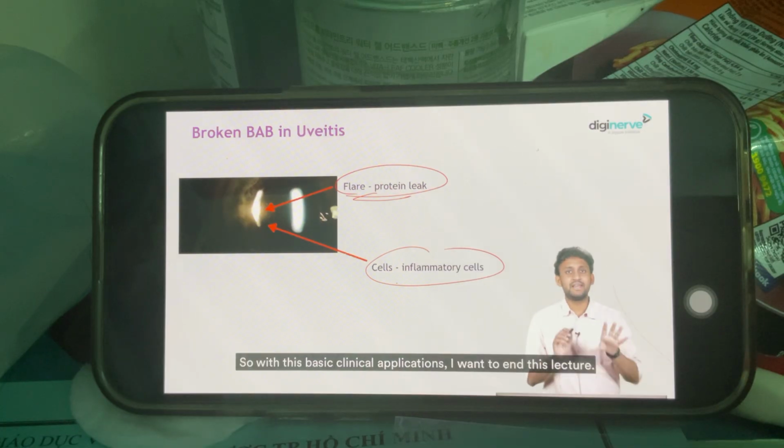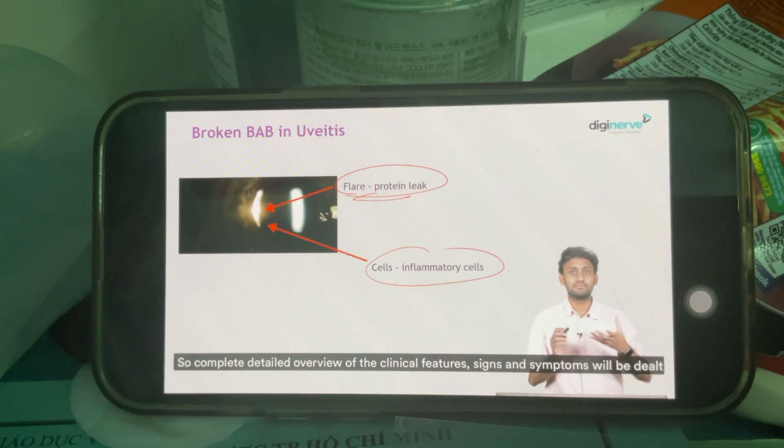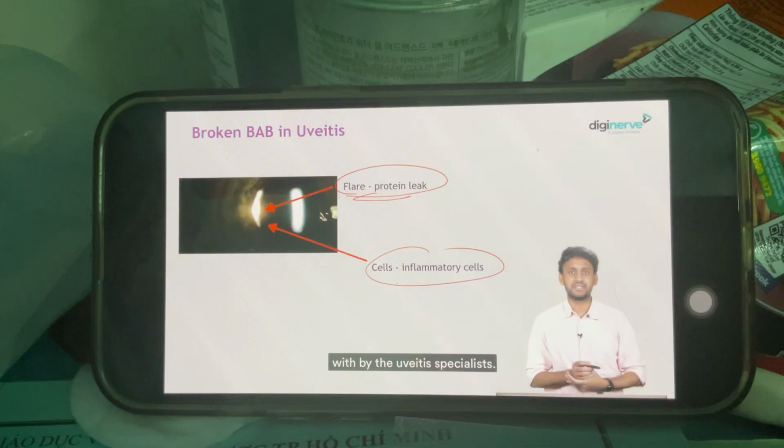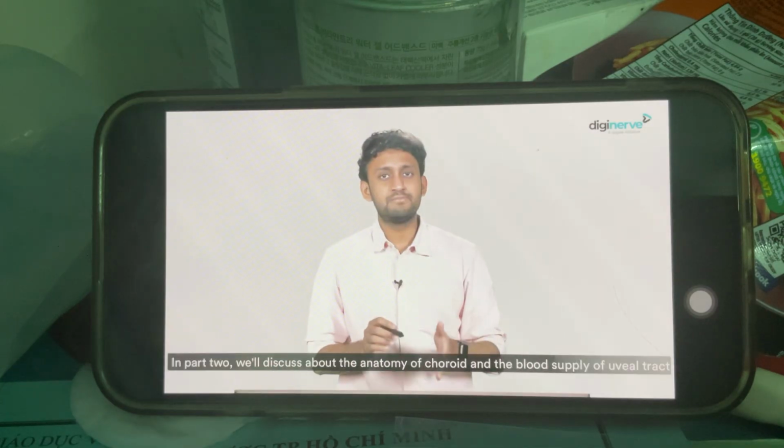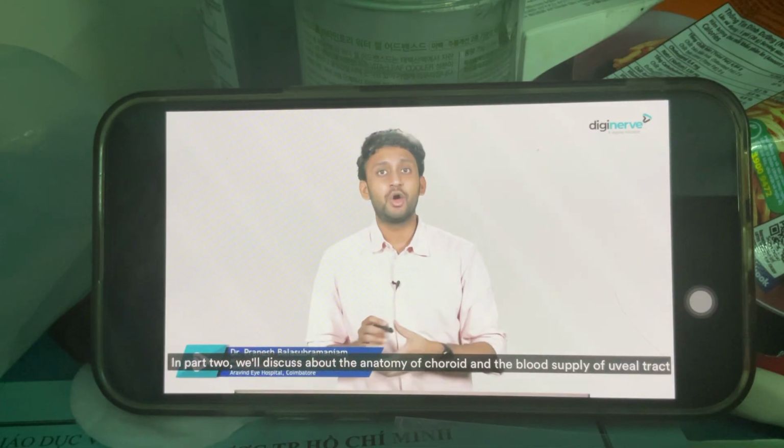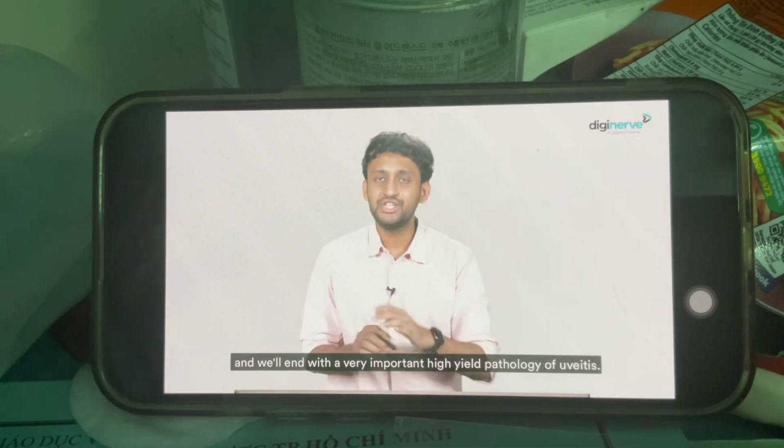So with this basic clinical application, I want to end this lecture. The complete detailed overview of the clinical features, signs, and symptoms will be dealt with by the uveitis specialists. So for now, we finish with the uveal tract, part 1. In part 2, we discuss the anatomy of choroid and the blood supply of uveal tract, and we'll end with a very important high-yield pathology of uveitis. Thank you.